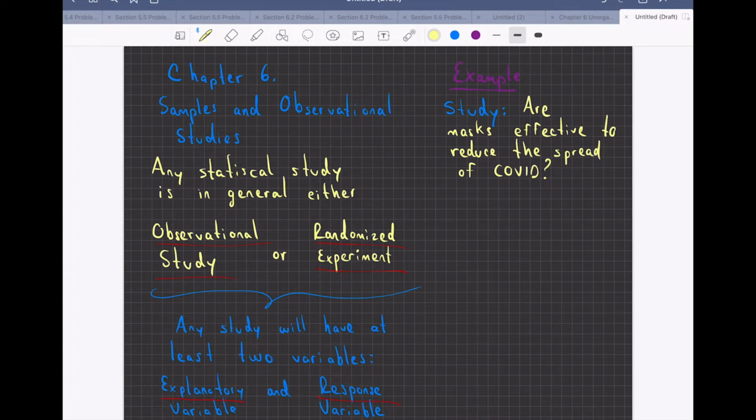So here we can identify all the concepts. First, what kind of study should this be? Observational or randomized experiment? Well, that depends. We can try to do the two kinds of studies. So we write here, this study can be either observational or randomized.